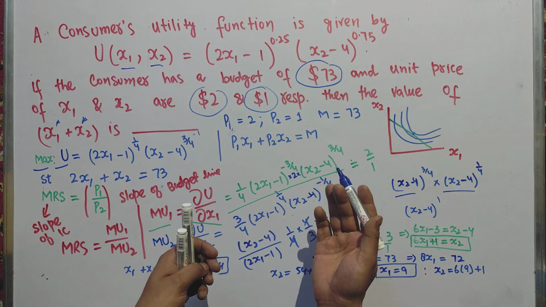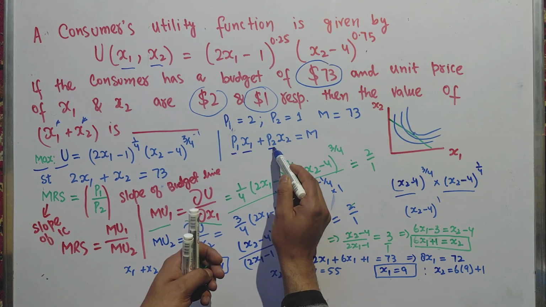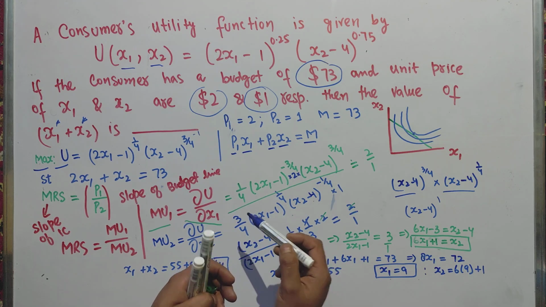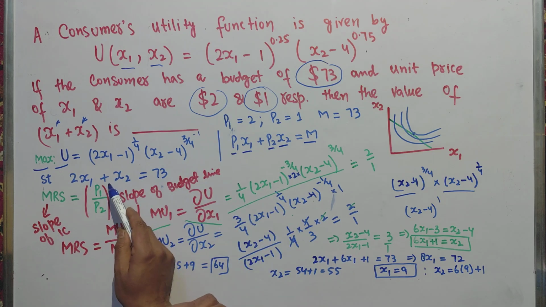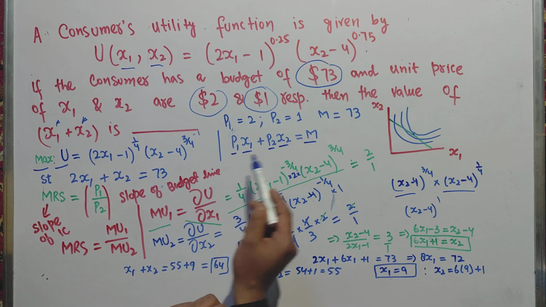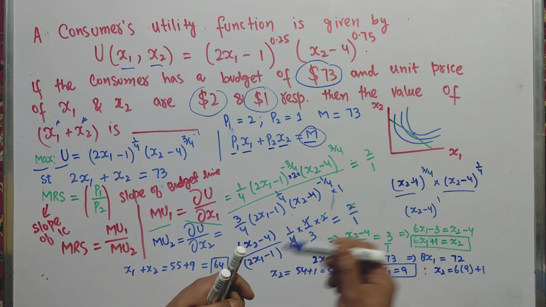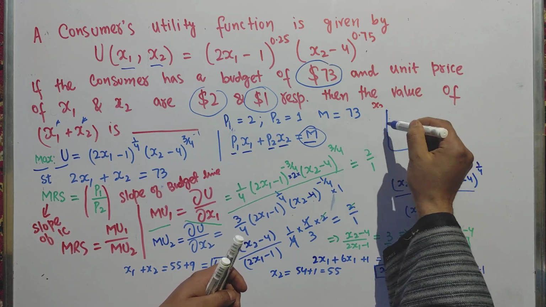The budget of the consumer will be equal to the price of good 1 times units of good 1 plus price of good 2 times units of good 2, which should be equal to the income of the consumer. So in place of P1 we have 2, in place of P2 we have 1. So 2x1 plus x2 should be equal to m. The value of m is 73. Now with the given budget, let's write it here. So let us say this is the budget line.